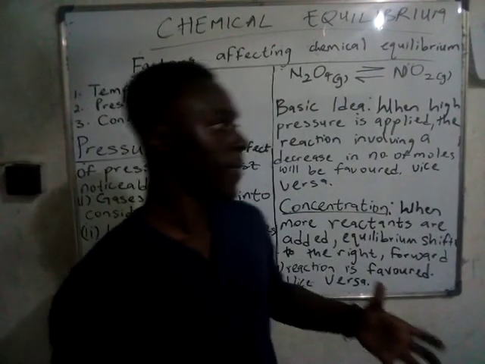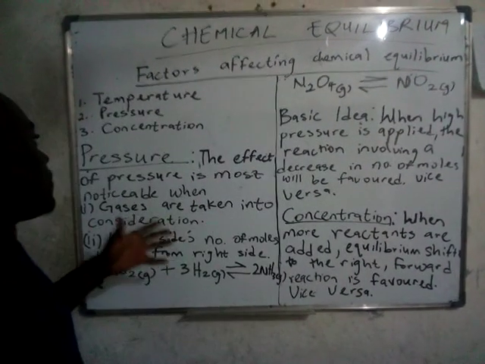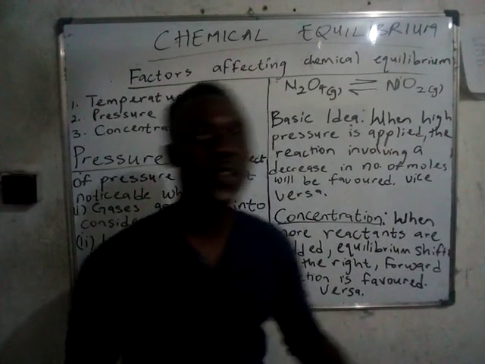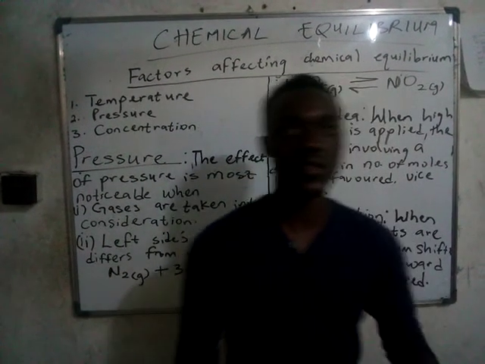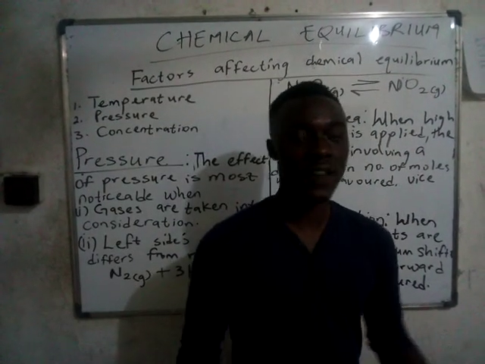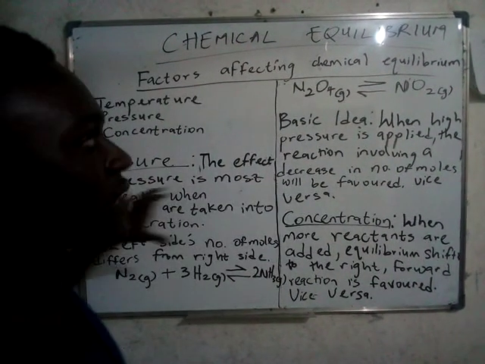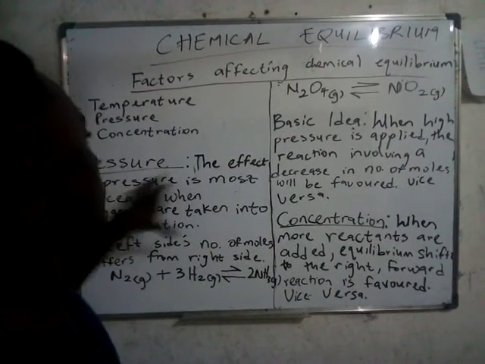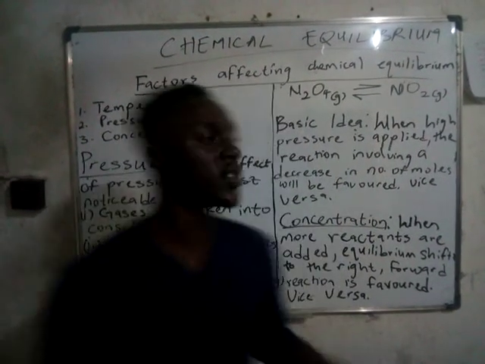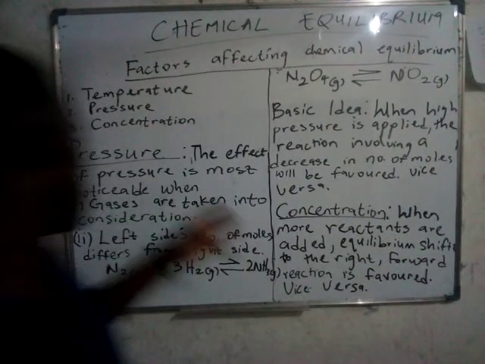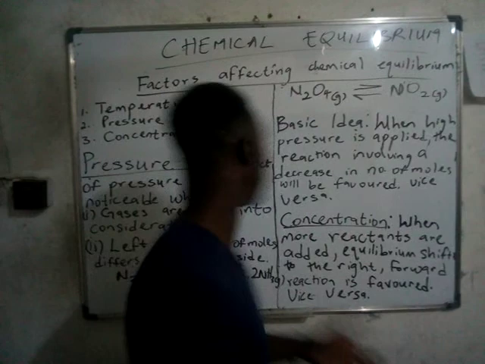For chemical equilibrium, we notice the effect of pressure when you take gases into consideration more than when you take liquids and solids into consideration. It's not like pressure doesn't affect liquids and solids, but for this study, the most obvious shift in the equilibrium position and the reaction that is being favored is far easier to notice when you are considering gases than when you are considering liquids or solids.